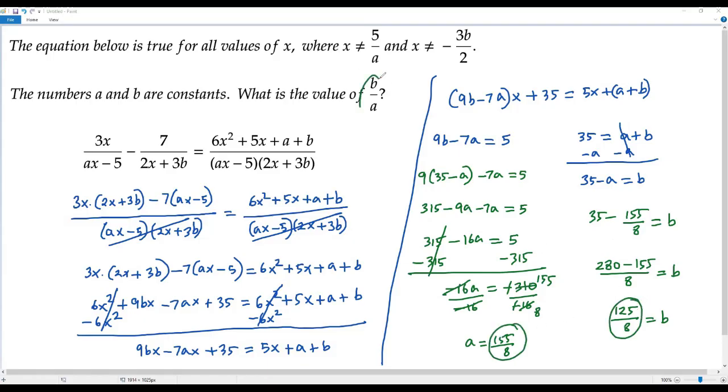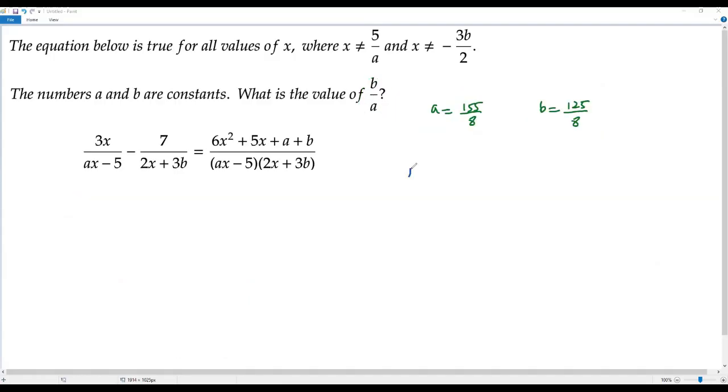Our aim is to get the value of b over a. Now let me erase the stuff and find the value of b over a. b over a equals, for b we can plug in this value, 125 over 8, and for a we can plug in this value 155 over 8. Now we can write this fraction as it is, that is 125 over 8. We can change this division to multiplication and take the reciprocal of this fraction, that is times 8 over 155.